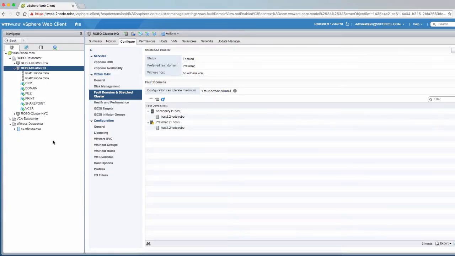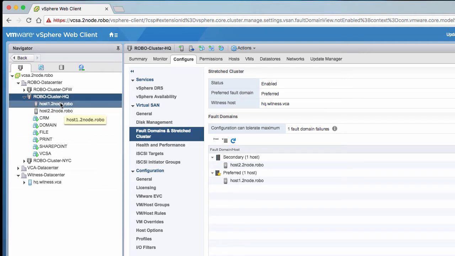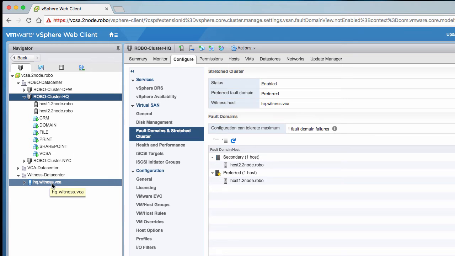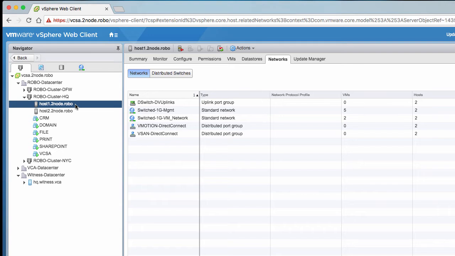We can take a look at a cluster we have configured with vSAN 6.5 two-node with the Direct Connect feature enabled. We'll see that we have a cluster with host 1, host 2, two nodes. With our HQ witness appliance, we see that we have two-node properly configured. If we look at our hosts, we'll see from a networking perspective a distributed virtual switch, some 1 gig switched connections, and some direct connect 10 gig connections.